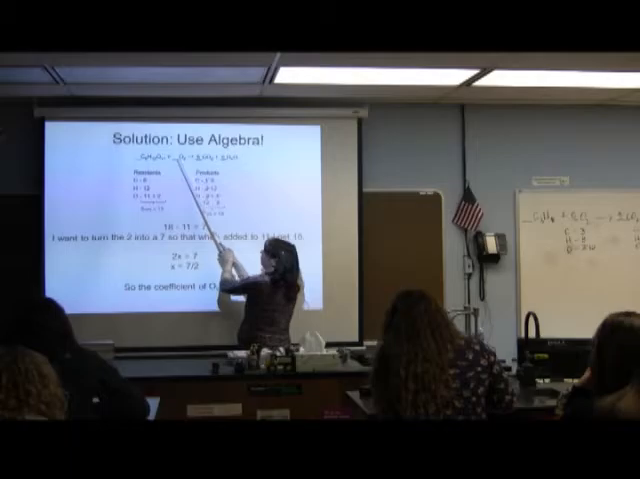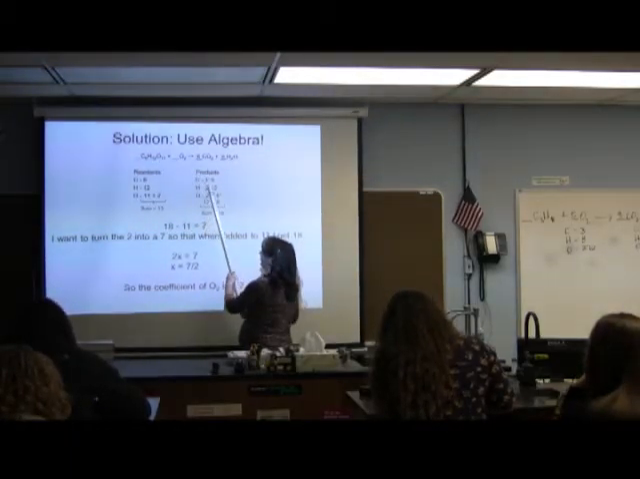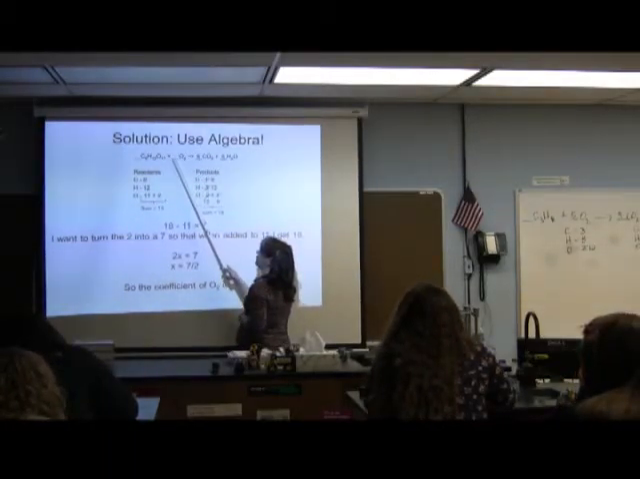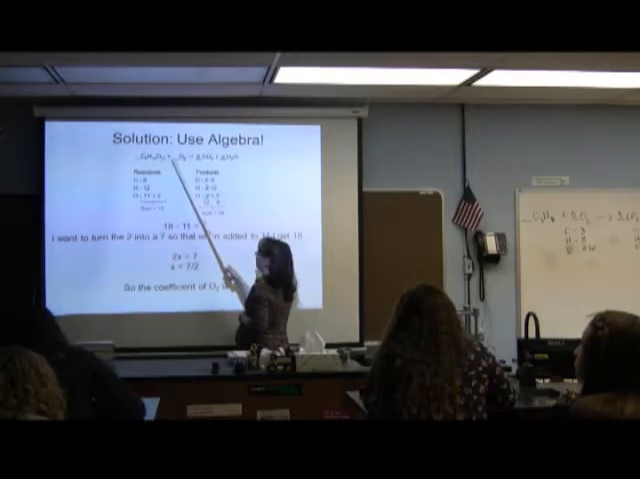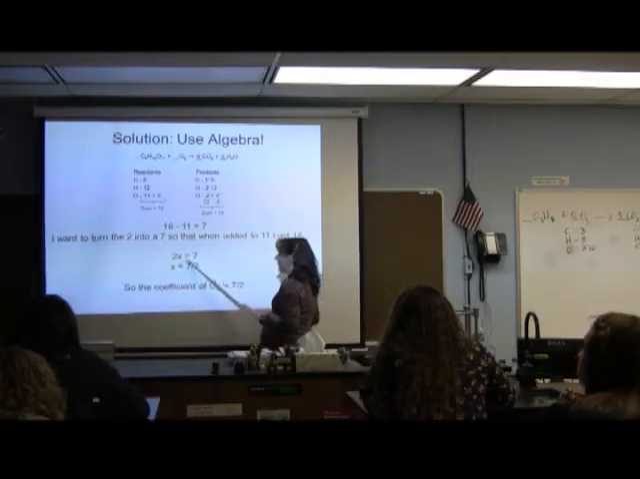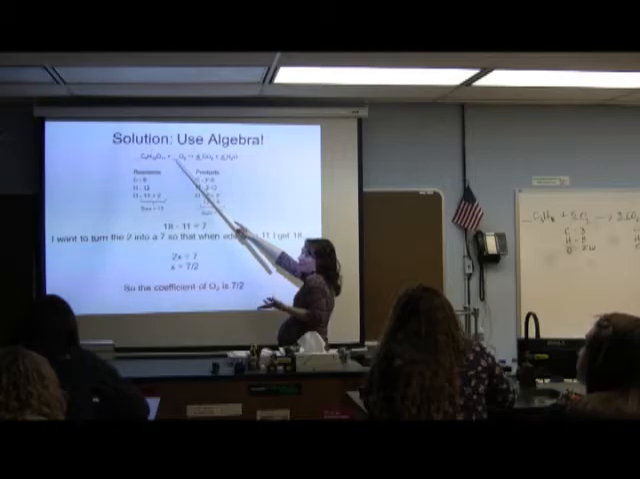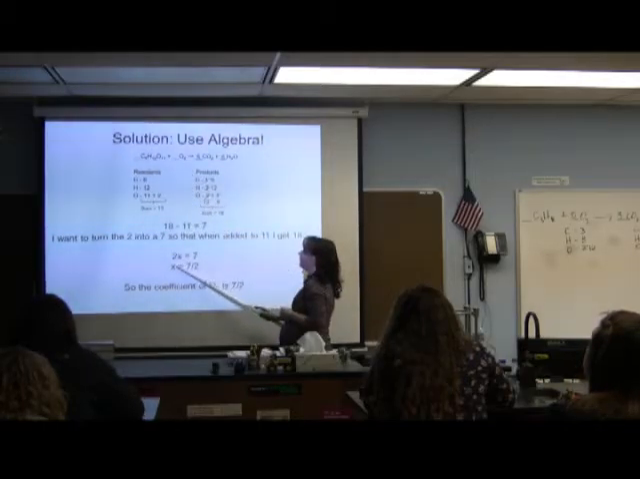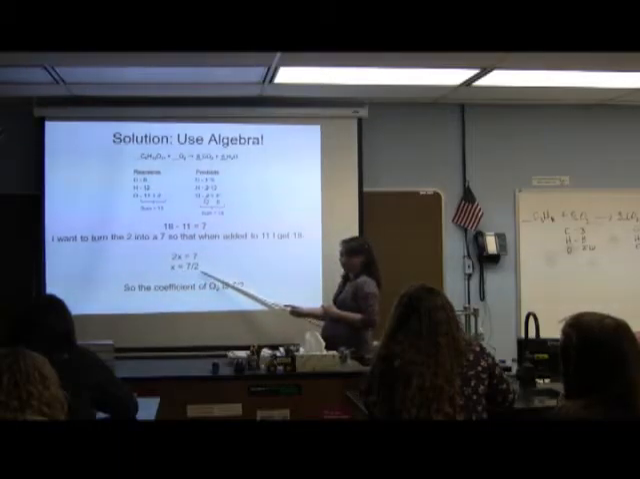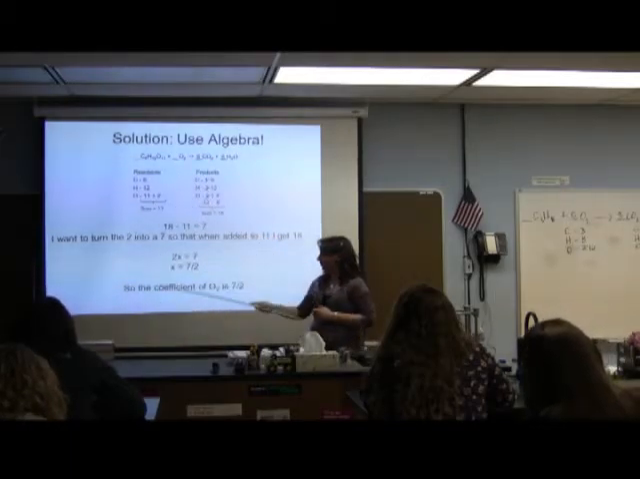So I want some number that I can put right here that when I add it to 11, I get 18. Okay? So let this be x. There are two of them currently. So 2 times x is equal to 7, because I want this number to become 7, right? 7 plus 11 equals 18. So 2x equals 7, that means that x is just 7 divided by 2. So my fraction that I'm going to use is 7 halves.